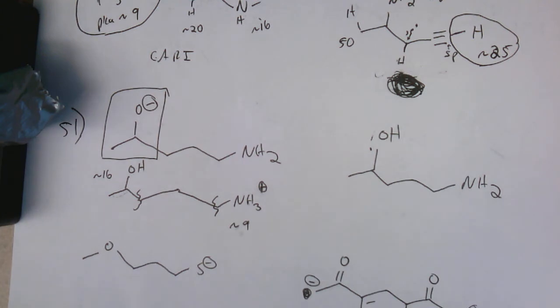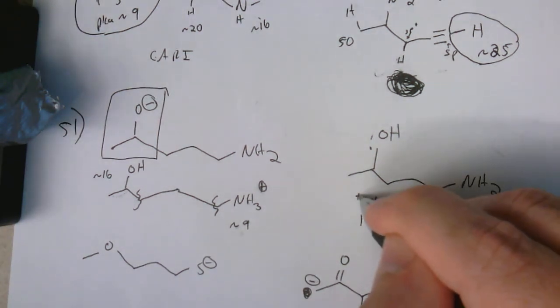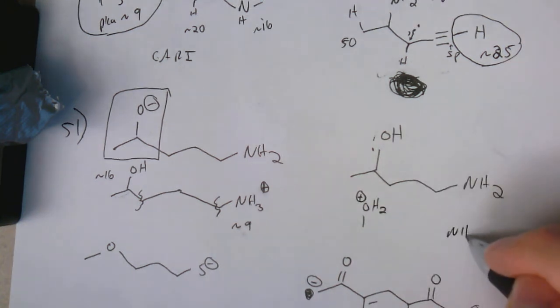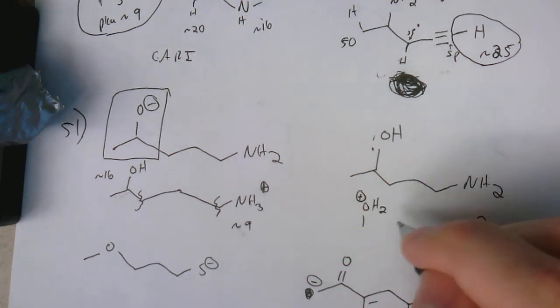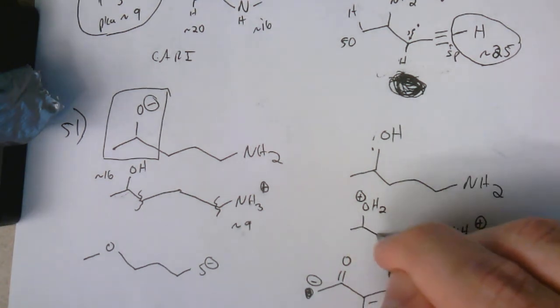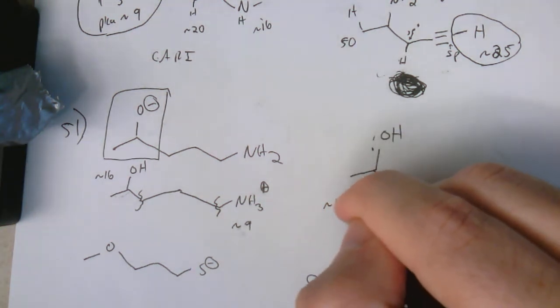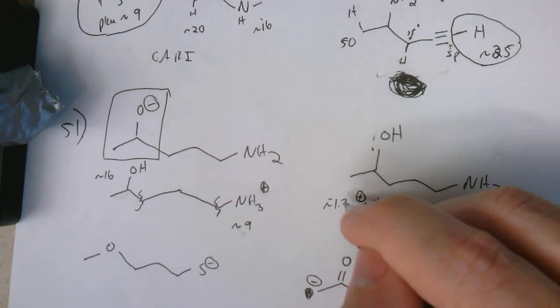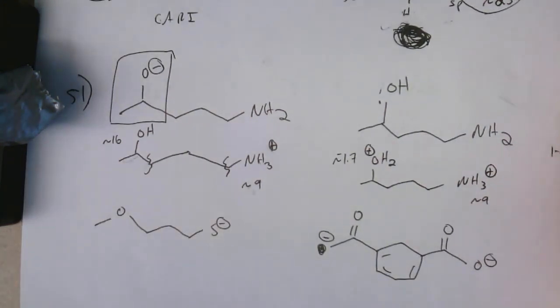Okay, next one. Now I'm looking at essentially thinking about what if this was an OH2 plus, what if this was an NH3 plus, then could I use my pKa values that I know already to think about this? Well, I said this one's about 9 for protonated amine. This one is about minus 1.7 or maybe more like minus 1, because this is kind of analogous to H3O plus.